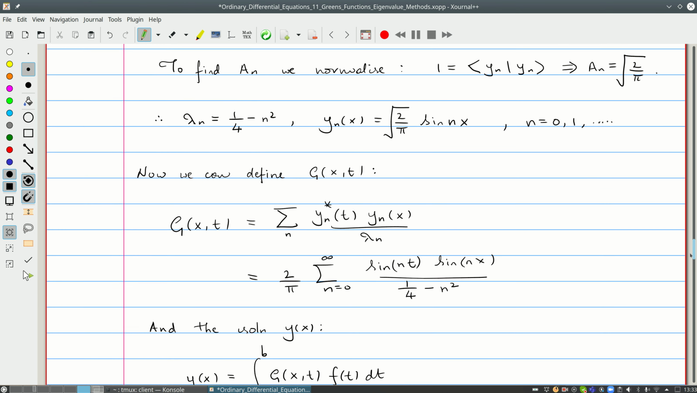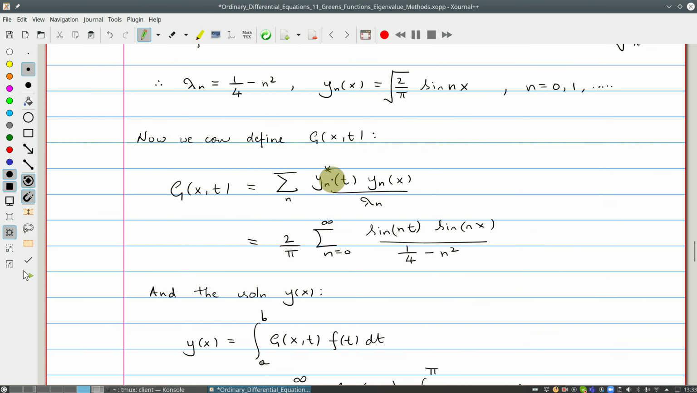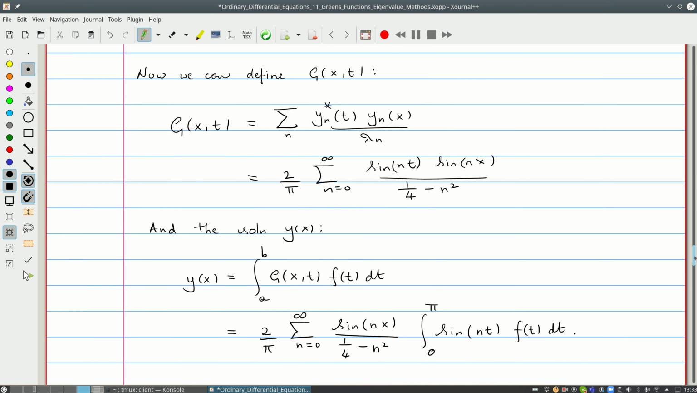Now we can write down the Green's function using our expression in terms of the eigenvalues and eigenfunctions, and this gives us a Green's function as 2 over pi, this infinite sum, sine nt times sine nx divided by 1/4 minus n squared. It's kind of cool, right? I mean, this is quite different from what we've been seeing in our previous lecture on Green's functions. We've got an infinite sum here. Now you could have solved this differential equation using the methods we had learned earlier, and you would get something different, which looked different. But let's go on.